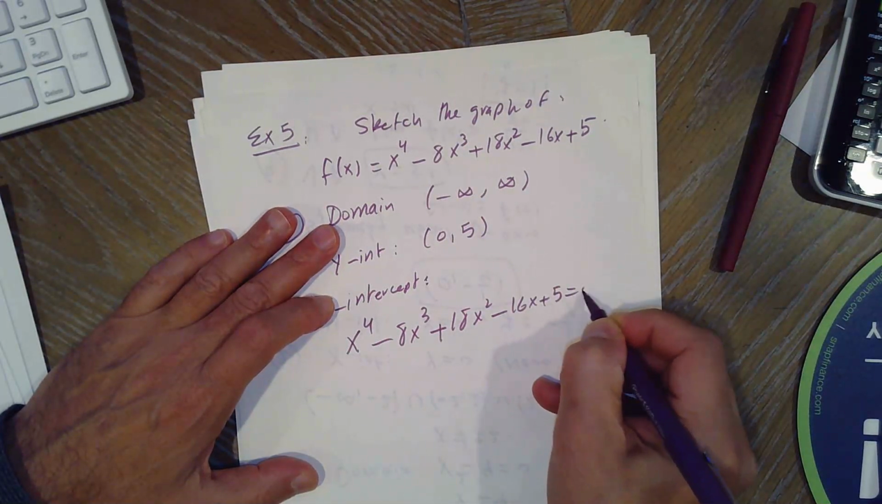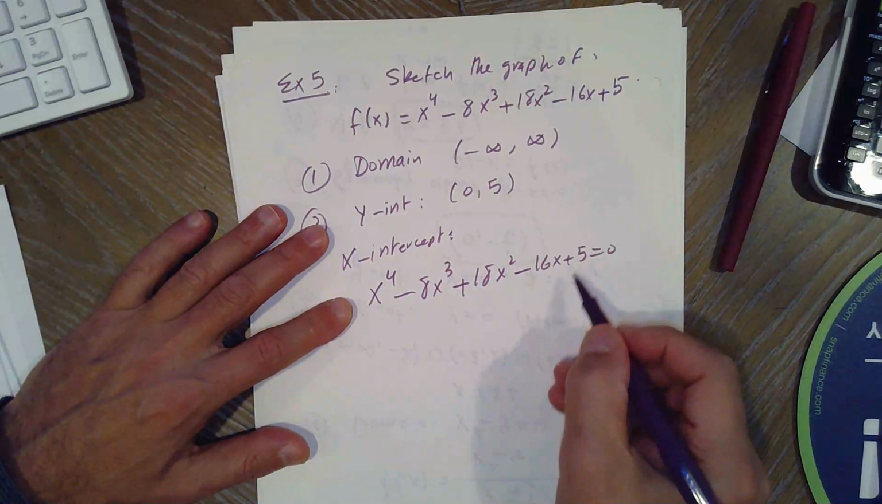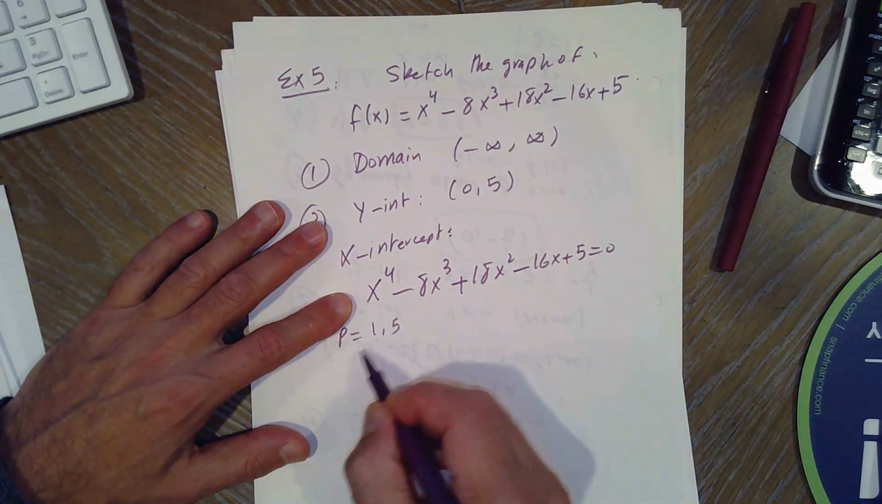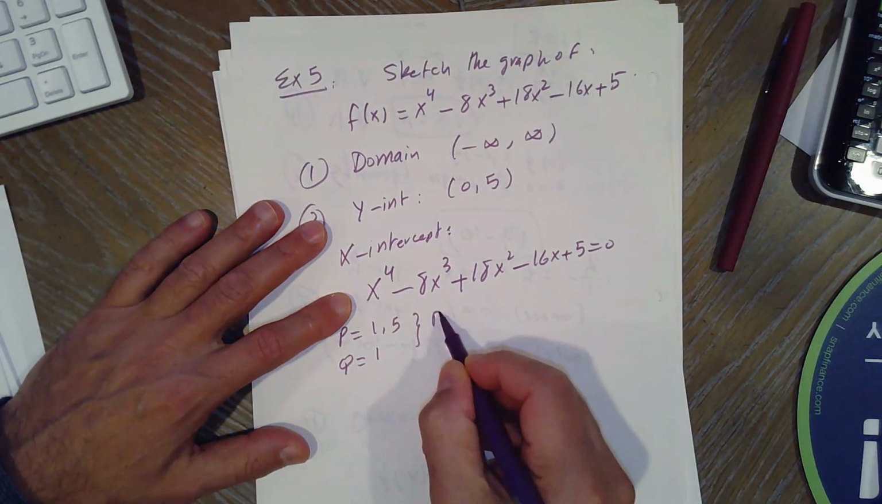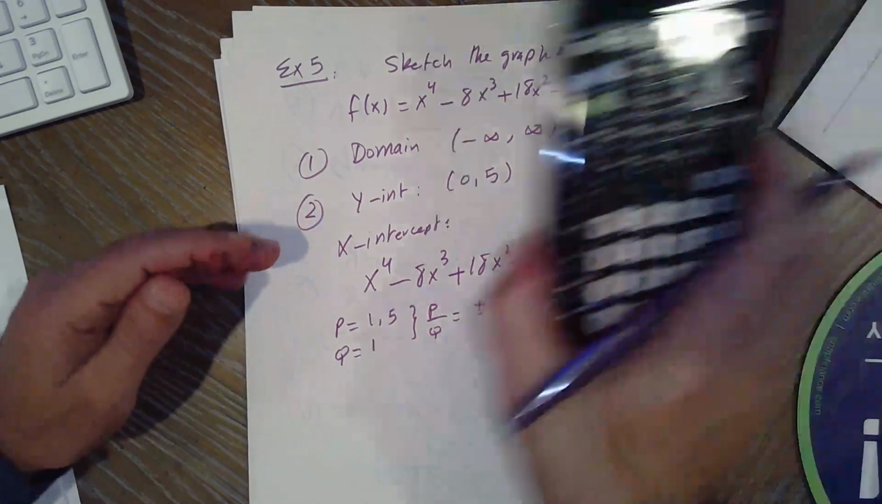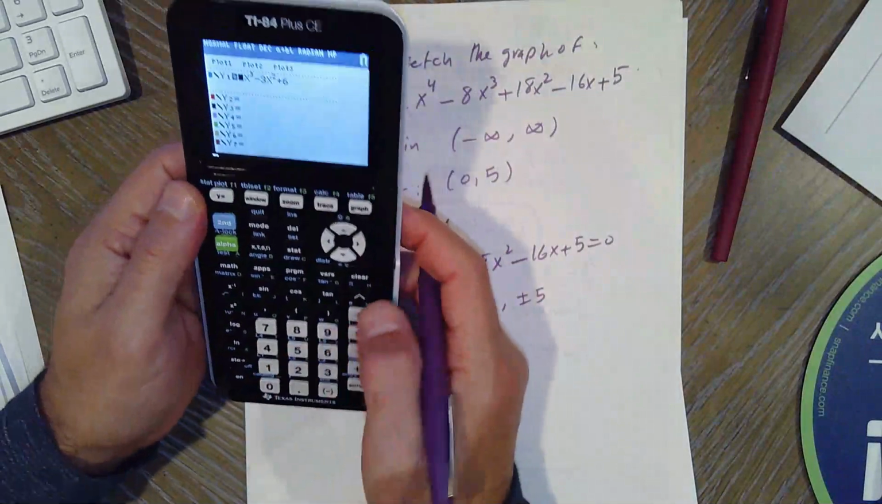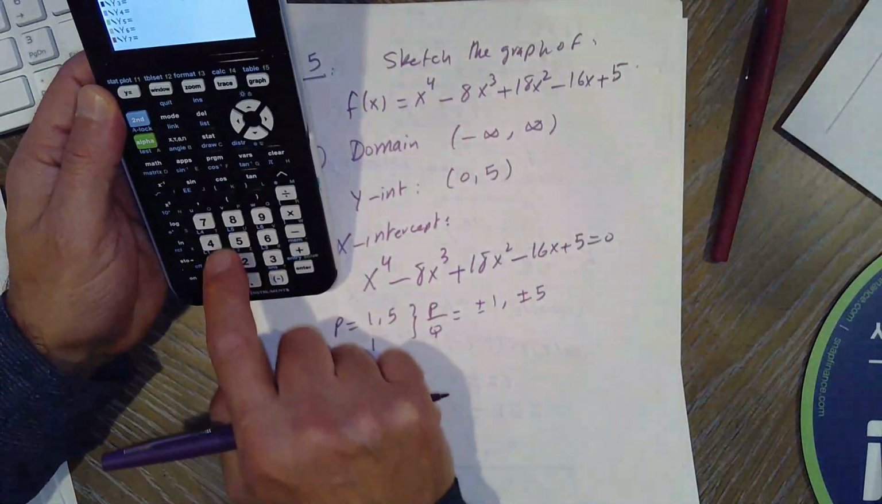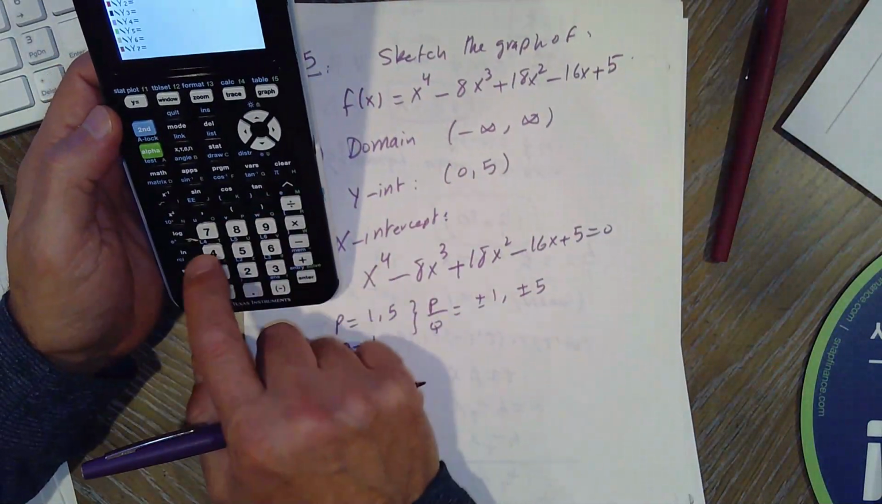Plus 5 equals 0. So the rational zeros, p over q. p is 1 and 5. q is 1. So p over q is plus or minus 1 and plus or minus 5. But to narrow down the options, we punch it in the calculator, so we don't have to work blindly.